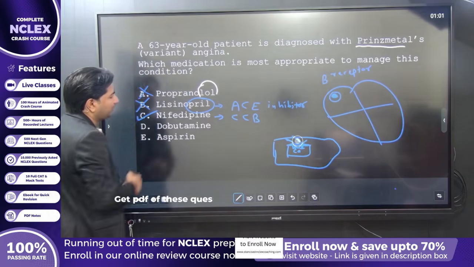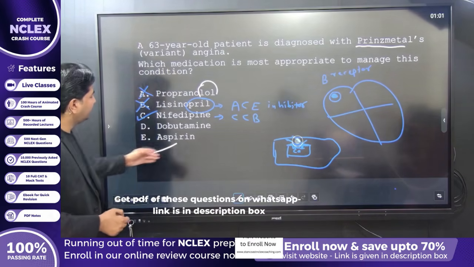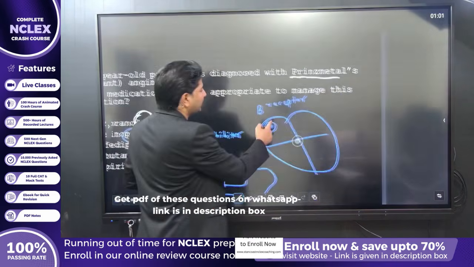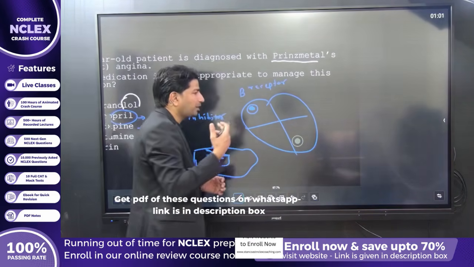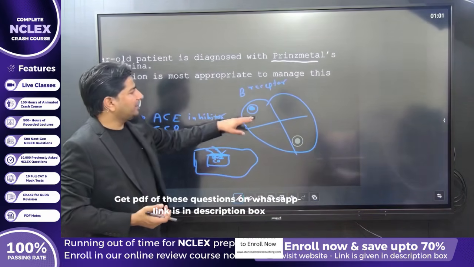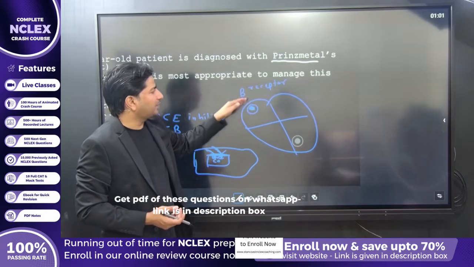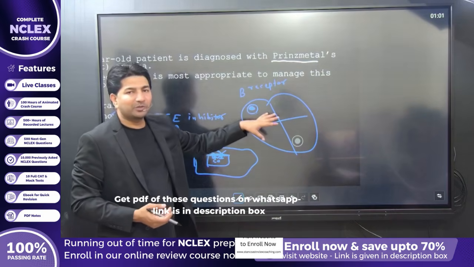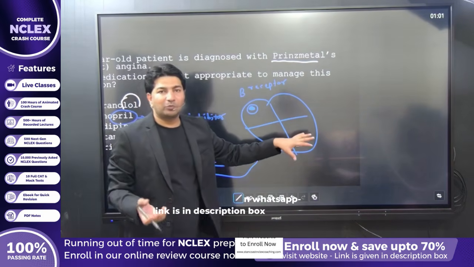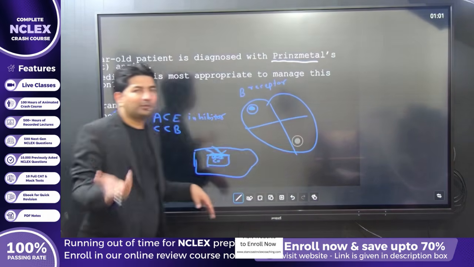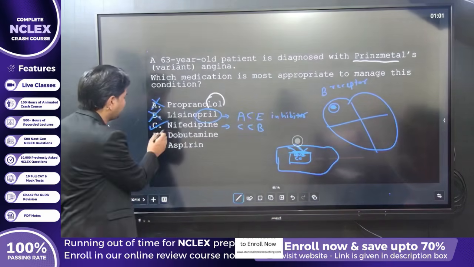Next is dobutamine. What dobutamine does is it strongly activates the beta receptors. If it activates them, the heart rate will increase. It activates the SA node, meaning it activates the beta receptors, so the heart rate goes up. A higher heart rate increases the workload, and an increased workload will worsen the angina, which we don't want, so we won't give this either.